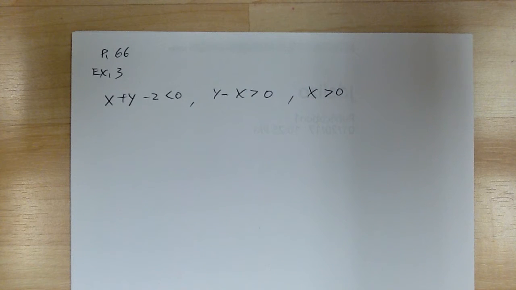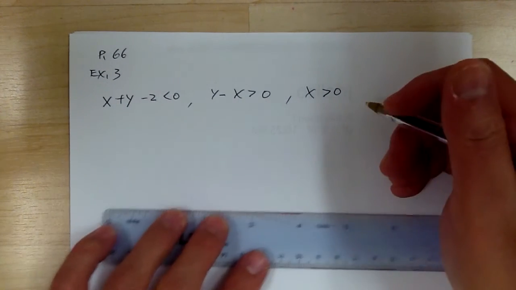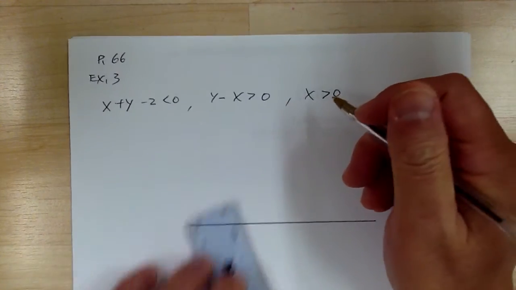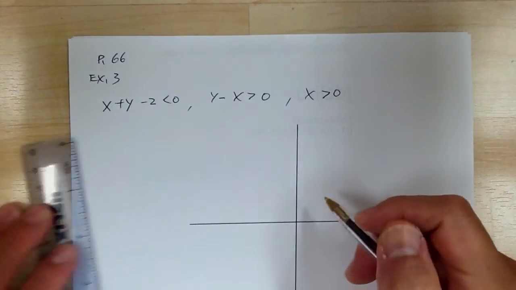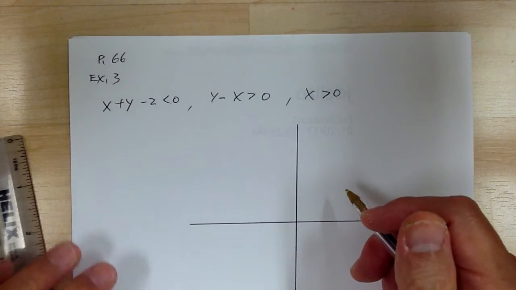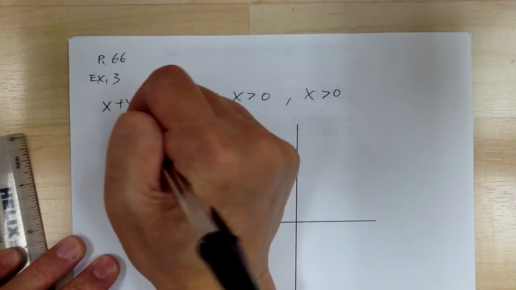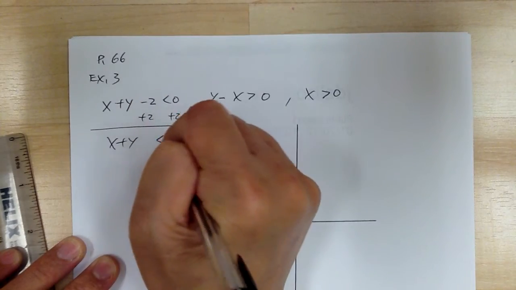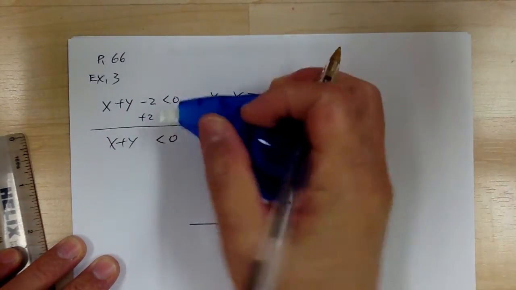Okay, so normally when you're doing the graphing, you want to graph the hardest one first, and you want to do one at a time. So you need to do one at a time. So let's go and do this one first. So I'm going to move the 2 to the other side. So I got x plus y is less than 2.